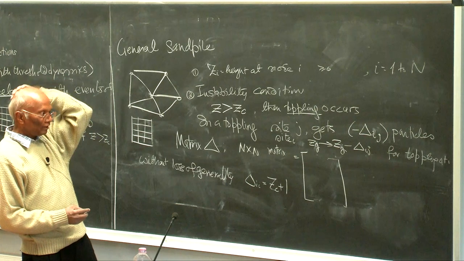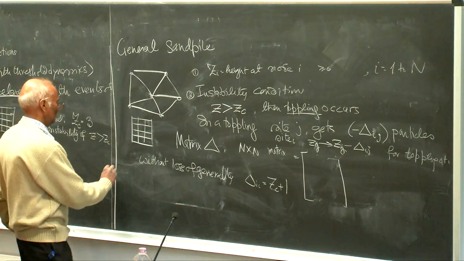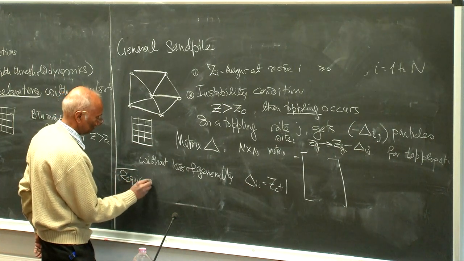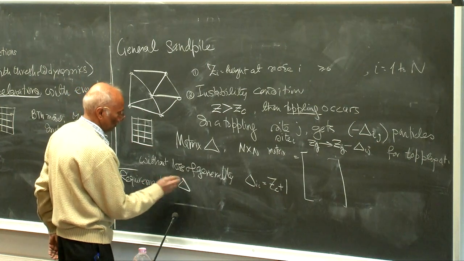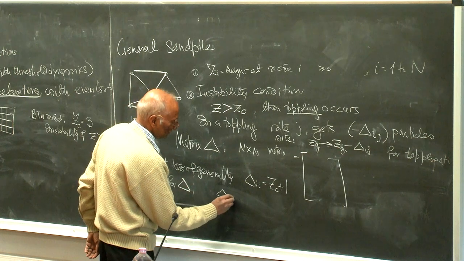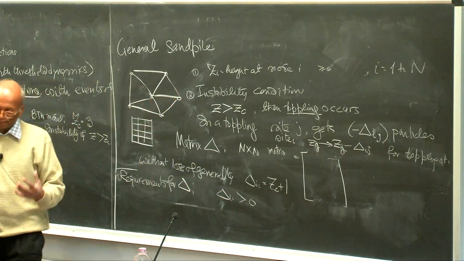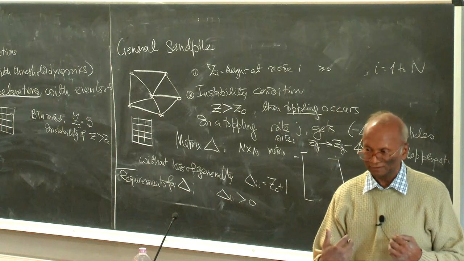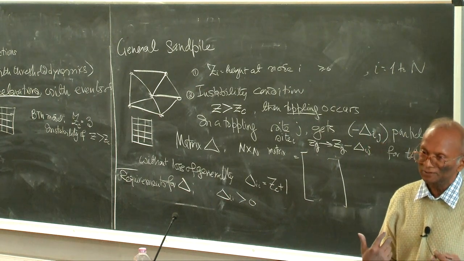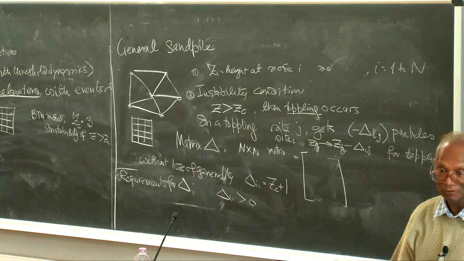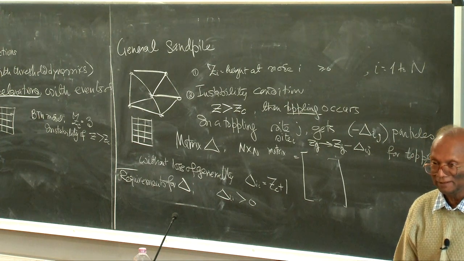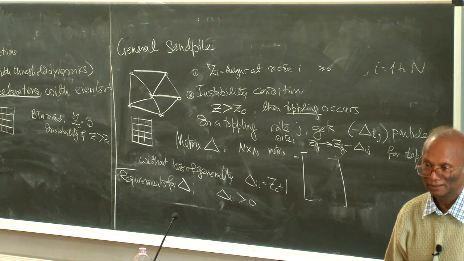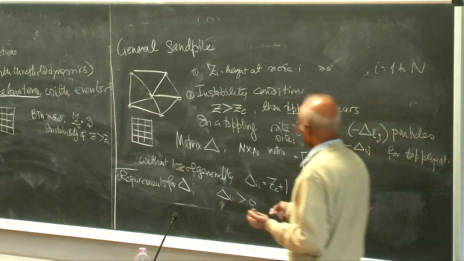But this matrix delta has to have some good behavior properties. So, requirements for delta. Well, we should have delta ii greater than 0. The point is this, there is an unstable site. Now, after toppling it, the height is going to become Zi minus delta ii. So, unless delta ii is positive, you will still be unstable and it will keep on being more unstable or equally unstable, and that is no good. So, delta ii should be bigger than 0 so that the height decreases. It becomes less unstable. Okay, so that is the first condition.